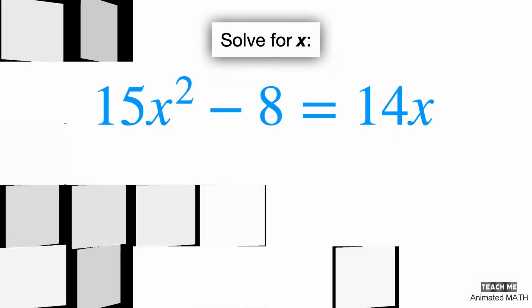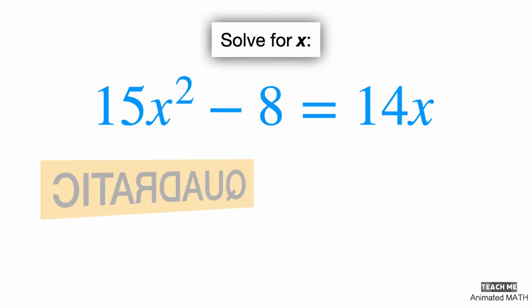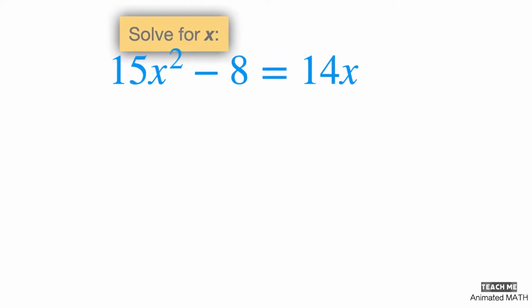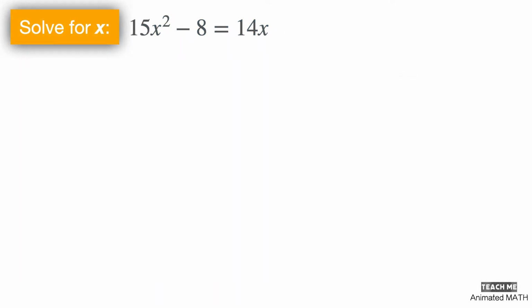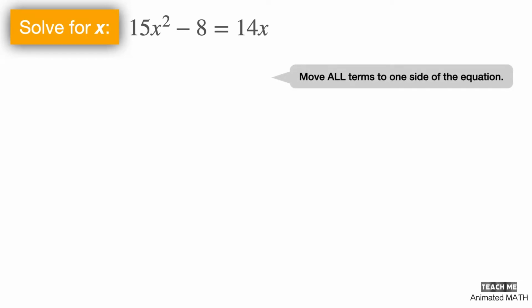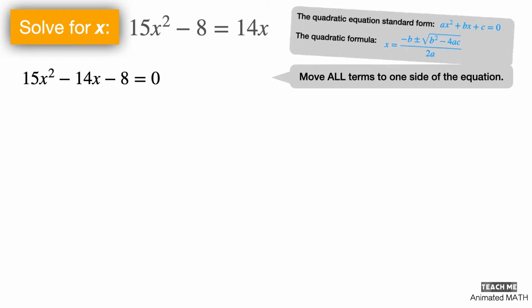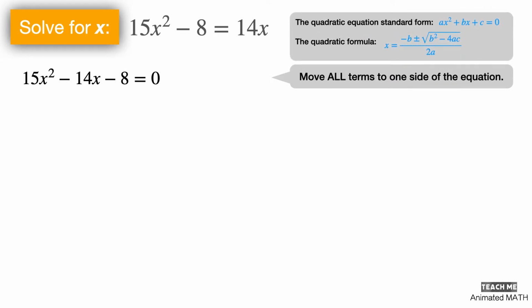In this solve-along video, we will use the quadratic formula in solving for x. Given this example, the first thing you need to do is to move everything on one side. We do this because the standard form of a quadratic equation is ax squared plus bx plus c equals 0. And the quadratic formula is based on the standard form of quadratic equations.